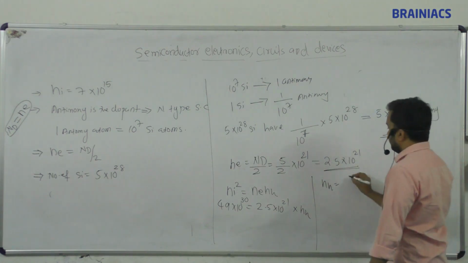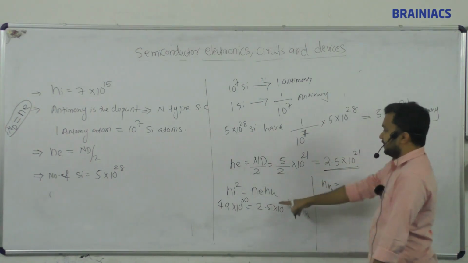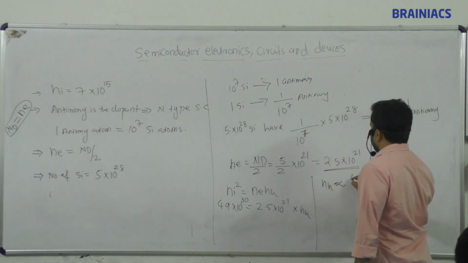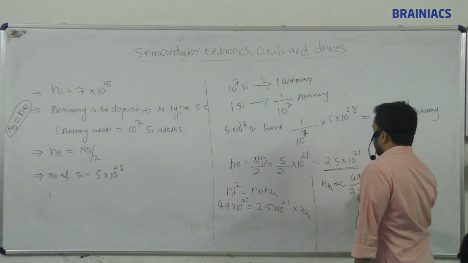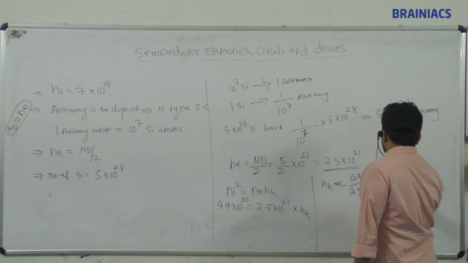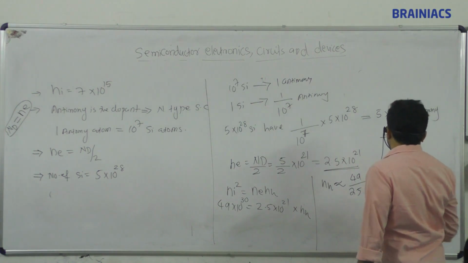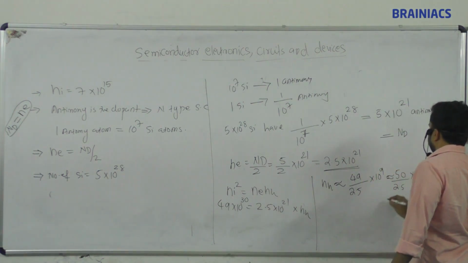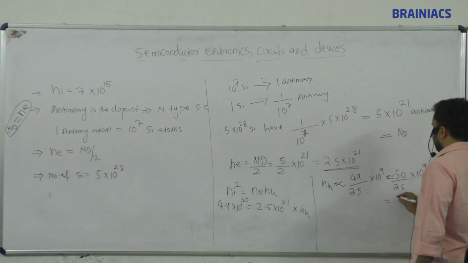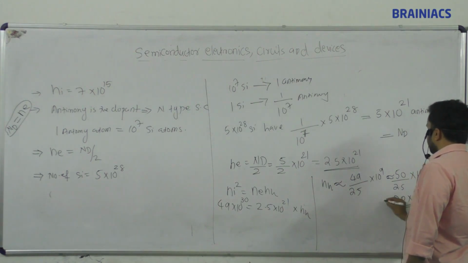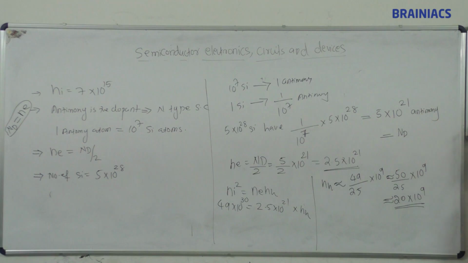For simplicity, I am assuming 49 as 50, so my calculation will be easier. So this is approximately 49 divided by 2.5 into 10 power 9, and I am considering this as approximately 50 divided by 2.5 into 10 power 9. 50 divided by 2.5 is 20. So approximately 20 into 10 power 9. This is the number of holes.